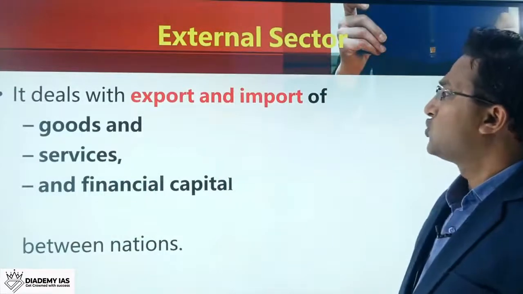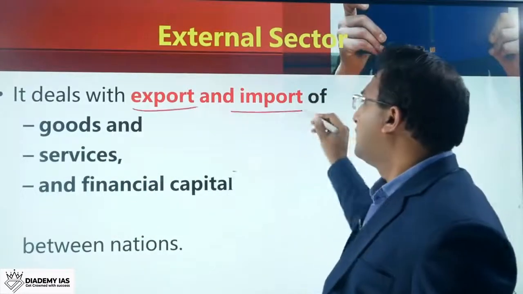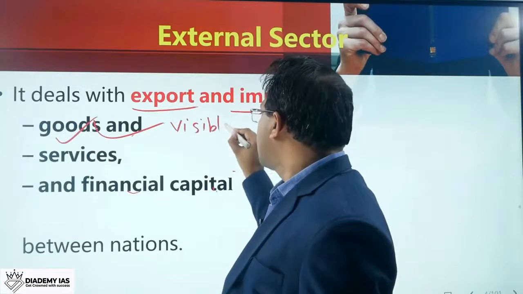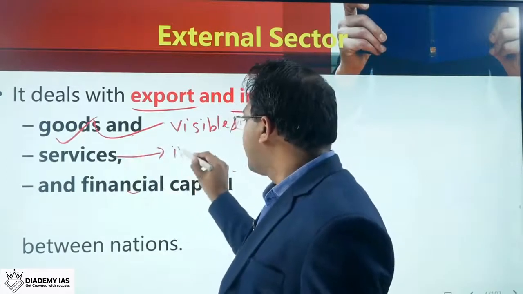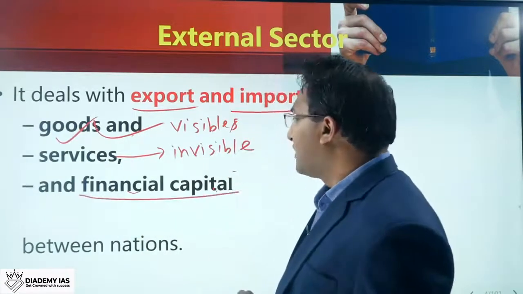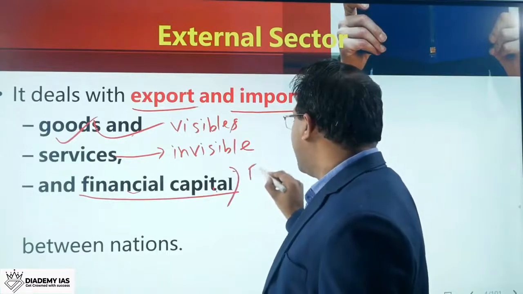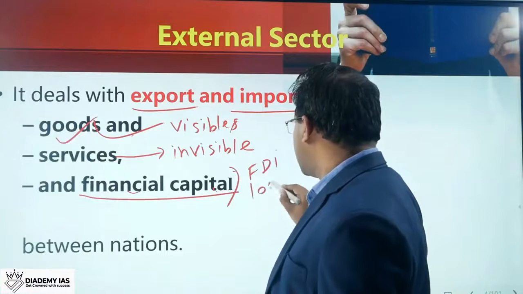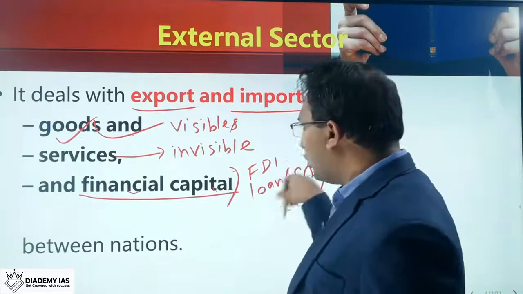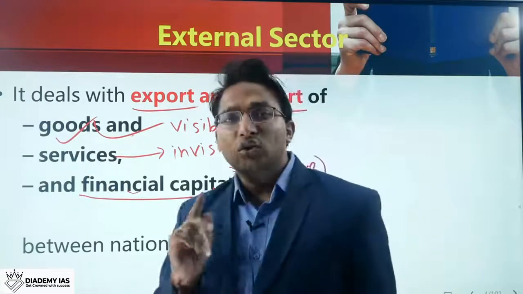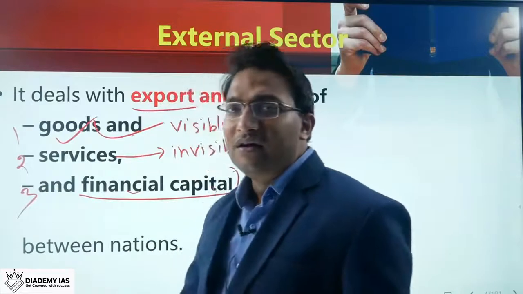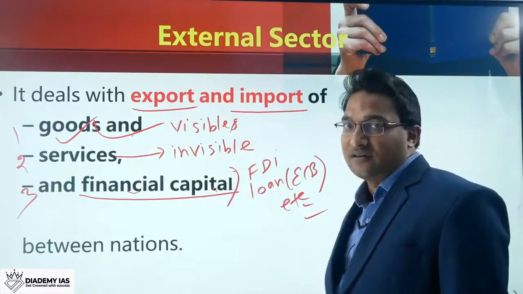Now, the external sector deals with the export and import of goods. Goods here means the visible items, services means the invisible items, and the financial capital. Financial capital can be in the form of foreign direct investment or in the form of loans, such as external commercial borrowing, bank loans, etc. We will discuss all these items in detail in the subsequent slides. You just need to understand that there can be movement of goods, services, and financial capital, and this movement is covered in the external sector.